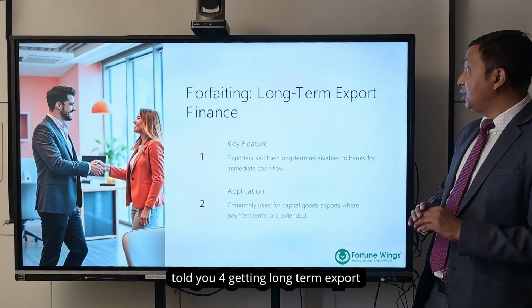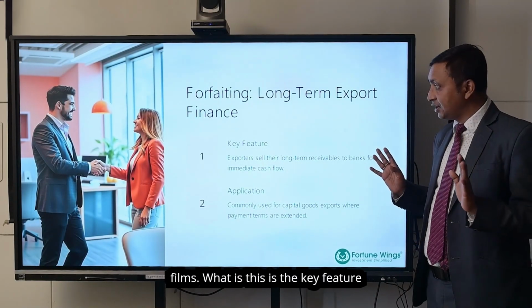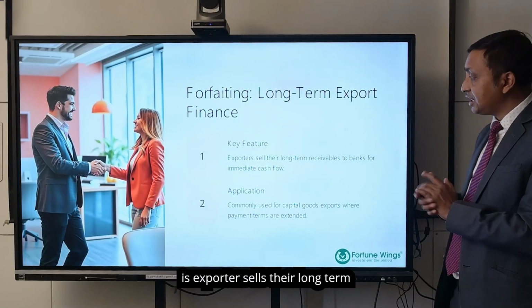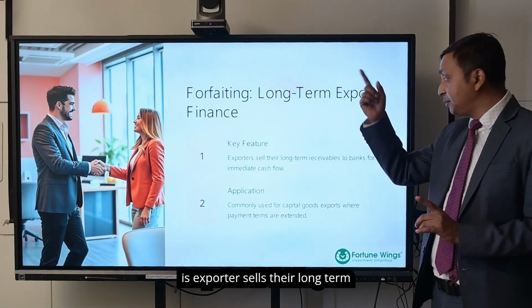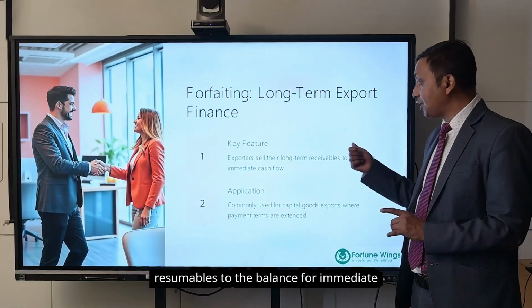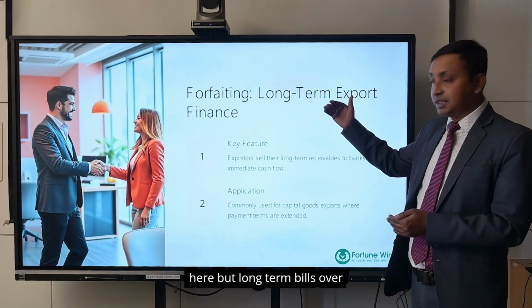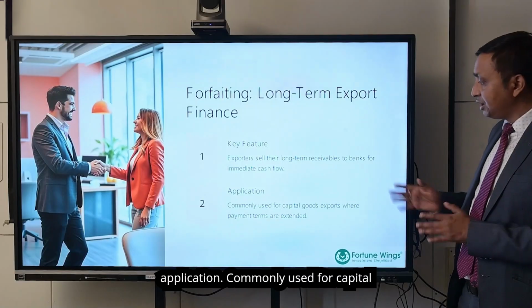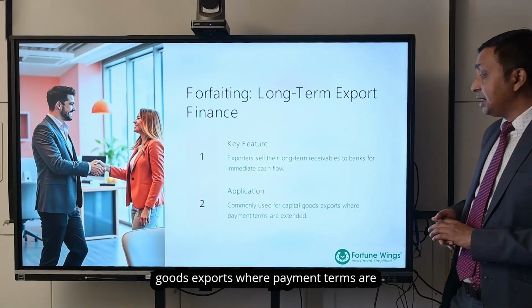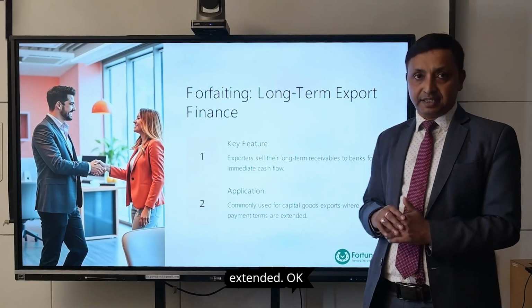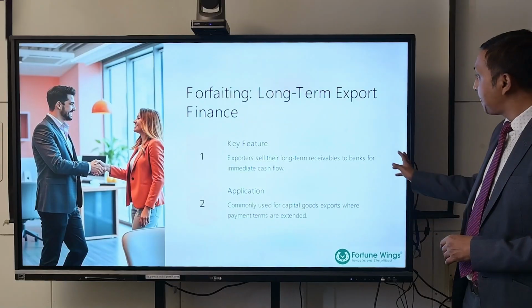Okay, forfeiting, long-term export finance. What is this? A key feature is that the exporter sells their long-term receivables to the banks for immediate cash flow. Same thing, bill discounting एक ही है, but long-term bills जो होगा. Application: commonly used for capital goods exports where payment terms are extended.